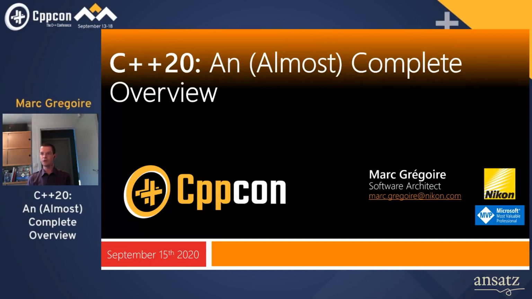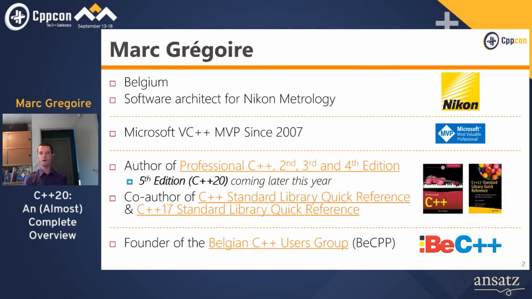But first, a little bit about myself. I'm a software architect for Nikon Metrology, and I'm based in Belgium. I'm a Visual C++ MVP since 2007 and author of a couple of books, and I'm happy to announce that the 5th edition of Professional C++ will be coming out later this year, and it has been updated to include all C++20 features. And I'm also the founder of the Belgian C++ users group, and we try to organize like 3 to 4 user group events per year.